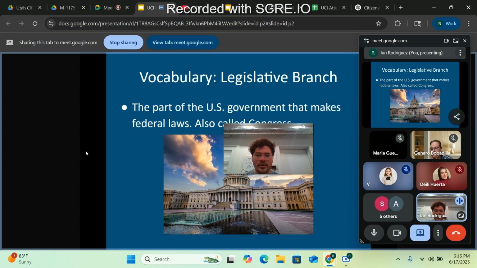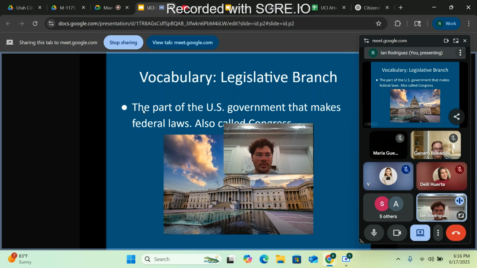So for our vocabulary, we have a few words today. So legislative branch. This will be the most important thing to remember from today's lesson. So this is the part of the U.S. government that makes federal laws. It is also called Congress. Okay, so this building right here is where the legislative branch works. It's where they do their job.